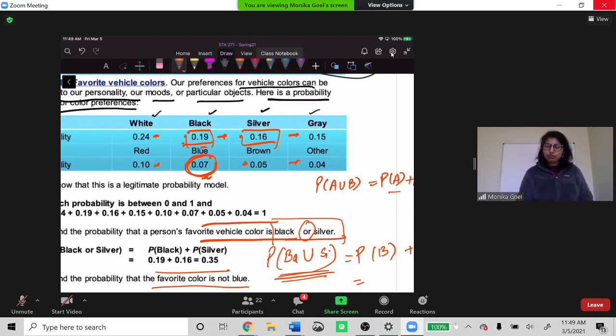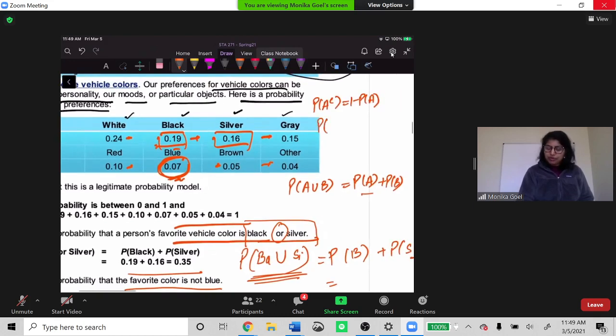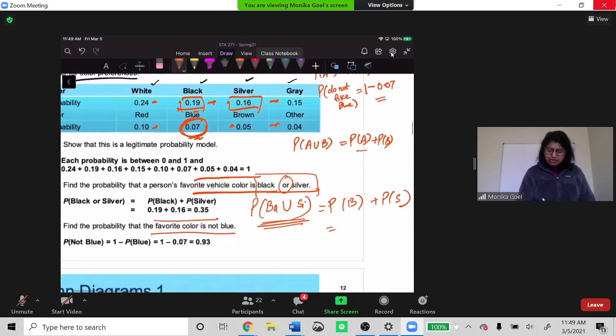We know our rule for probability: the probability of an event not happening is 1 minus the probability of the event happening. And this is my blue. So people who do not like blue, or other than blue, is 1 minus the probability you like blue. And you get that, and that's exactly how it's solved here. So you don't have to go through a longer route. You can just use the first four rules and you can solve the probability models.